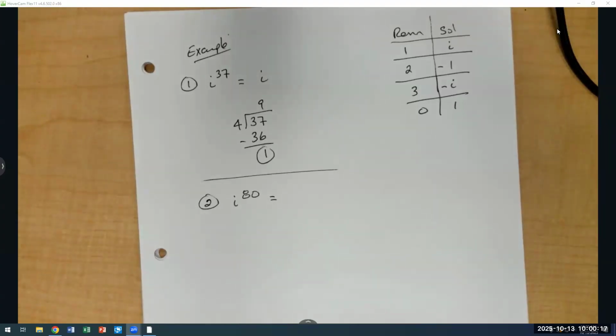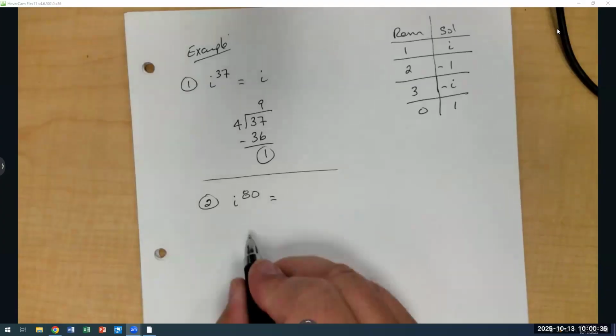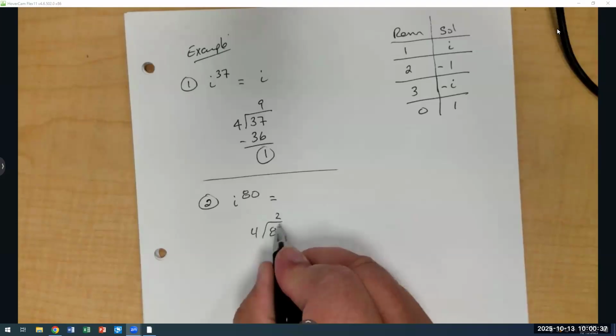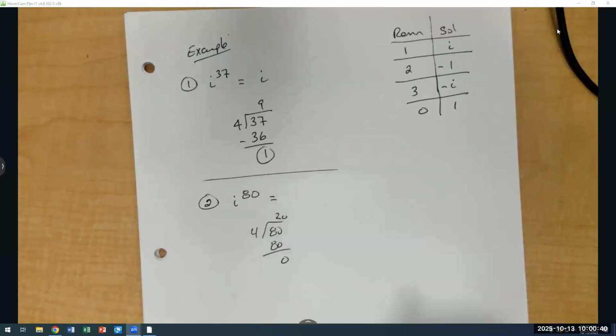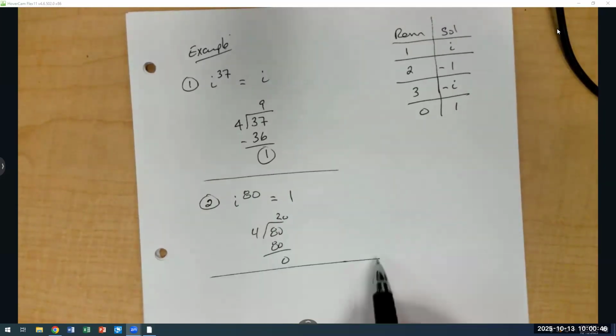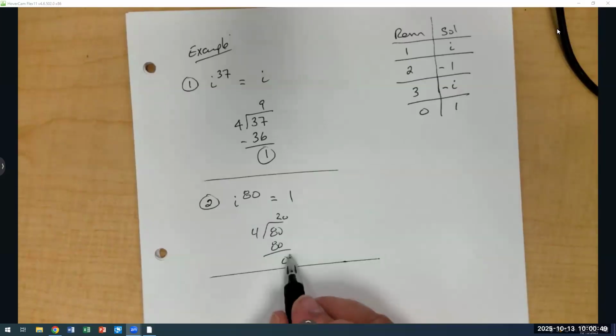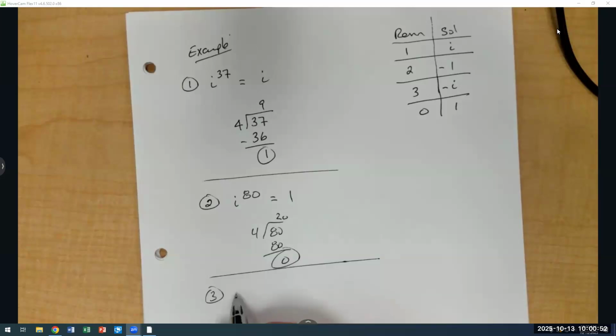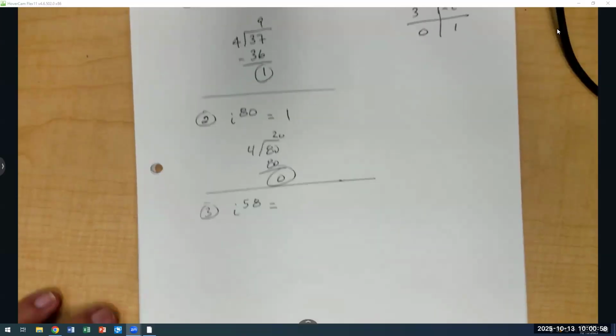Next one, i to the 80th power. And you get any remainder? No. Very good. Because 4 goes into 80 20 times. We get 0 as a remainder, so the answer is 1. Very good. Since the remainder is 0. Next, i to the 58th.